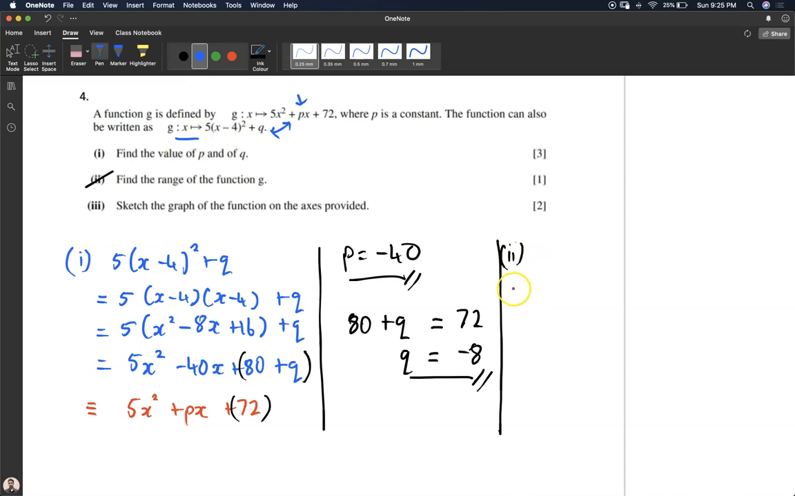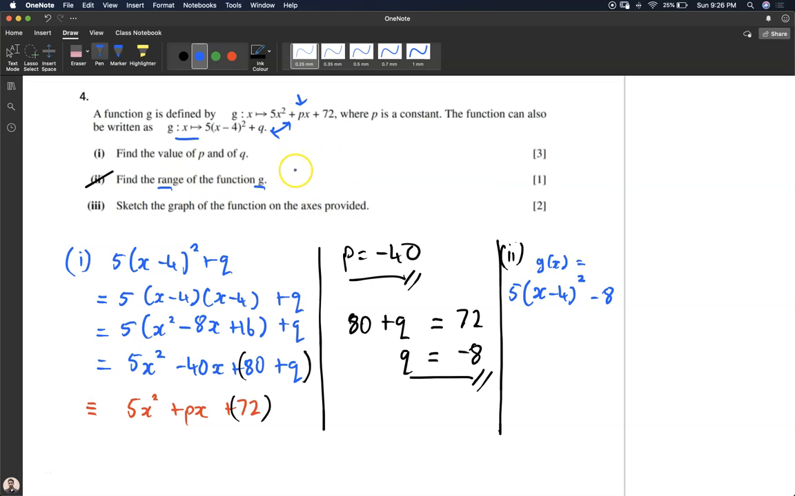So when I write the second format, I'm going to get 5x minus 4 squared, and q was negative 8. So this is my g(x). Sorry about that, it looks kind of weird, but never mind. Now I want to find the range of this function. So remember that range are values of y. So we need to find out what's the minimum value of y and what's the maximum value of y.